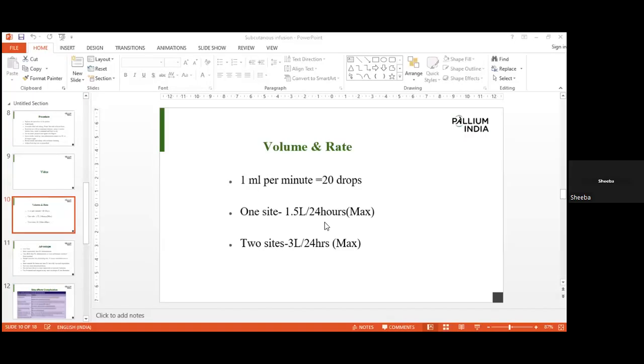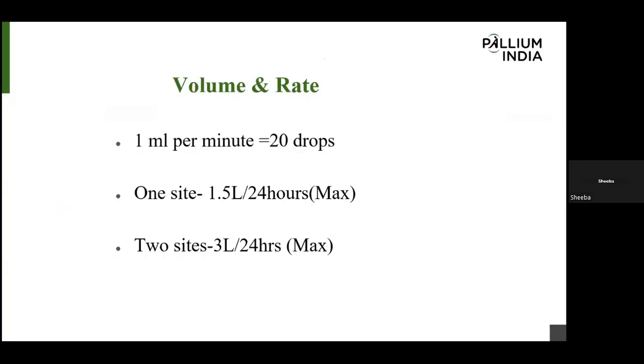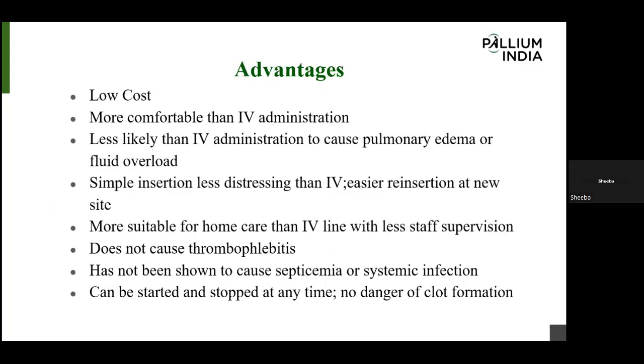The next thing is the flow rate. You have already seen it in the video. 1 ml per minute you can give at a time, so 20 drops. One site you can give 1.5 liters for 24 hours. If you want to give more than 1.5 liters, you can choose 2 sites for giving a subcutaneous infusion.